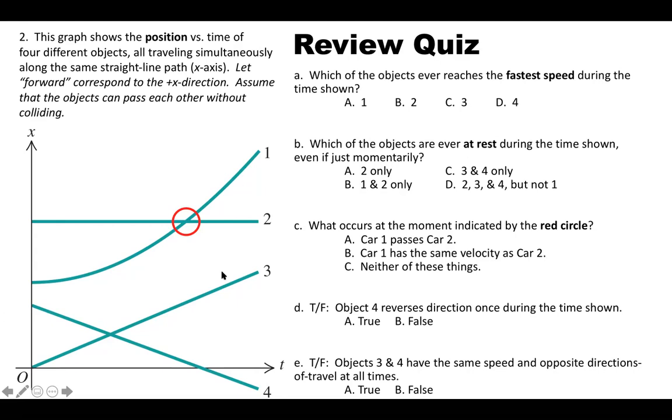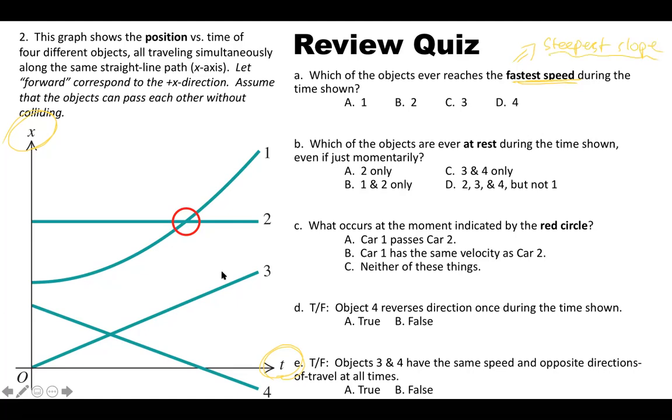Okay, let's take a look at these questions on the right side. Which of the objects ever reaches the fastest speed during the time shown? Well, when you have a graph of position versus time, like we have here, where can we get speed or velocity information from this graph? Remember that velocity is at all times, the instantaneous velocity is equal to the slope of the position versus time graph. Speed is just the magnitude or absolute value of that velocity. So, put another way, when we're looking for the fastest speed, what we're looking for then is the steepest slope.